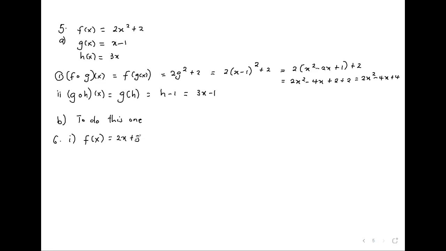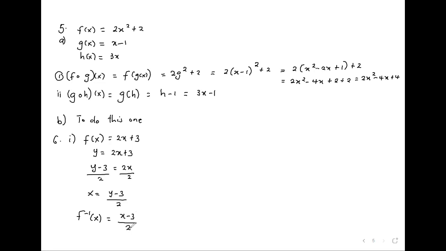So to find the inverse, we let this be y, and solve for x. So we have y minus 3 is equal to 2x, divide by 2, divide by 2. So x is y minus 3 over 2. That is, f inverse of x is x minus 3 over 2.